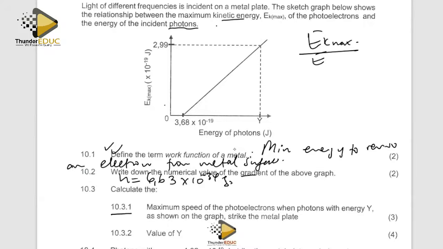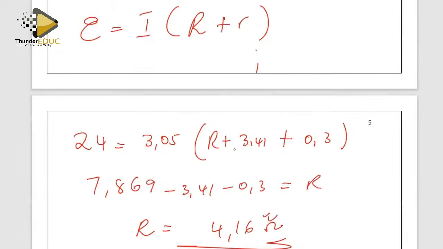Then they want us to calculate the maximum speed of the photoelectrons when photons with energy Y, as shown, strike the metal plate. So we know that the energy, the EK max, is 2,99. They want us to get what? The maximum speed. So let's just put it aside. That is 10.3.1.